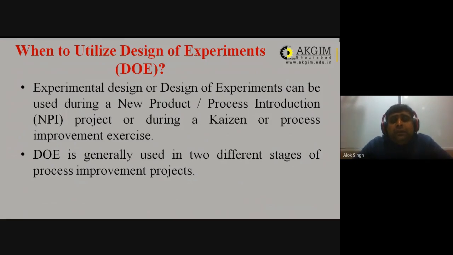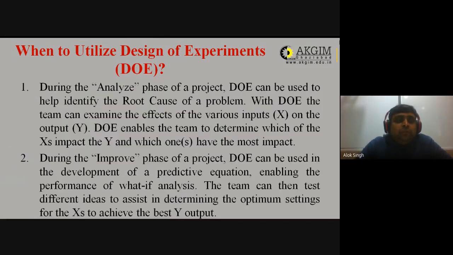DOE is generally used in two different stages of process improvement projects. So that is basically the uses of design of experiment. When to utilize design of experiment? First is during the analyze phase. Analyze means you are going to analyze whether my product will work or not, or my process will work or not. During the analyze phase of a project, DOE can be used to help identify the root cause of a problem.